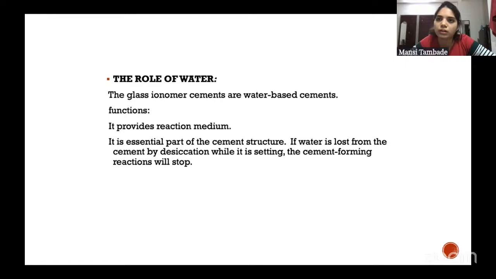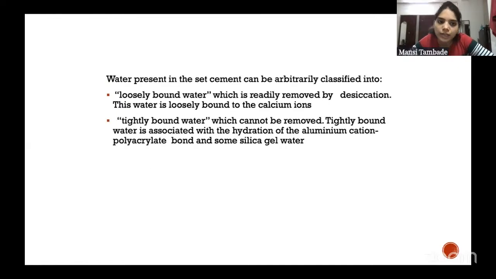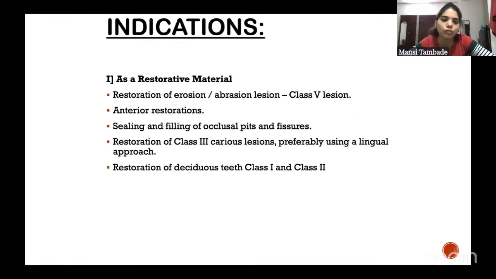See, if it is not present, it will definitely lead to hardening of the cement, and the setting will not be in a proper way. It is present in the set cement in two forms: loosely bound and tightly bound. So loosely bound water is removed by desiccation, and tightly bound water cannot be removed. It is associated with the aluminum polyacrylate bond, so it cannot be removed.